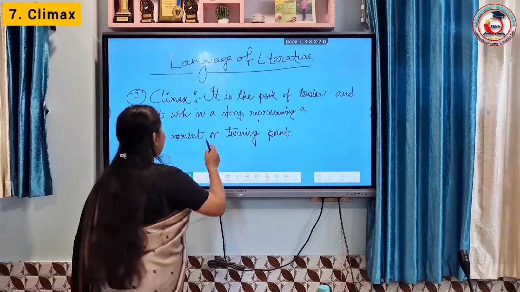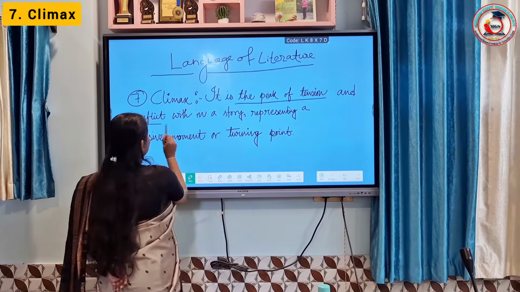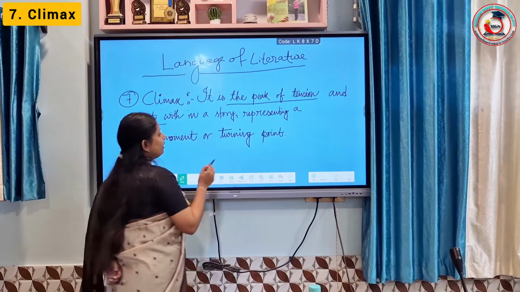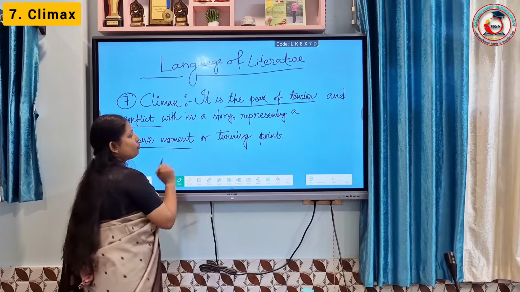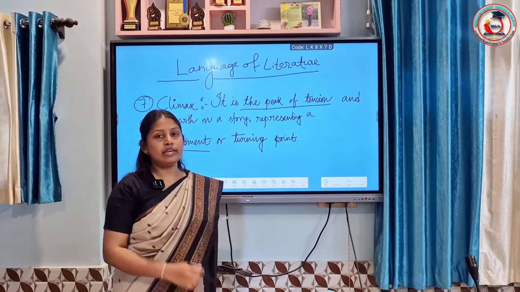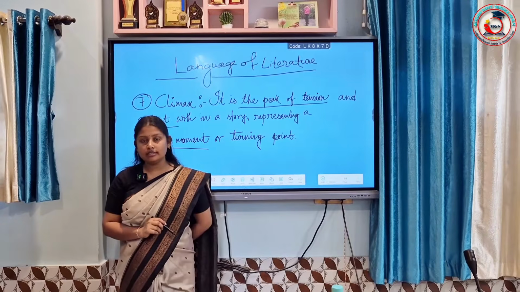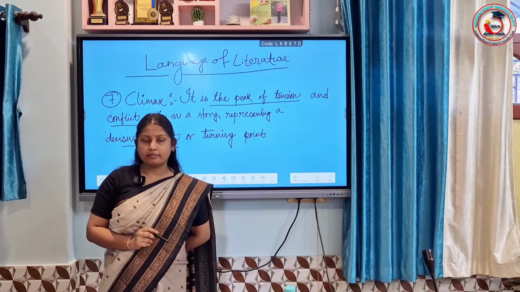And the seventh literary term is climax. And climax is the peak of tension and conflict within a story, representing a decisive moment or turning point. And we can see in Shakespeare's Othello, Desdemona's killing scene is an example of climax.